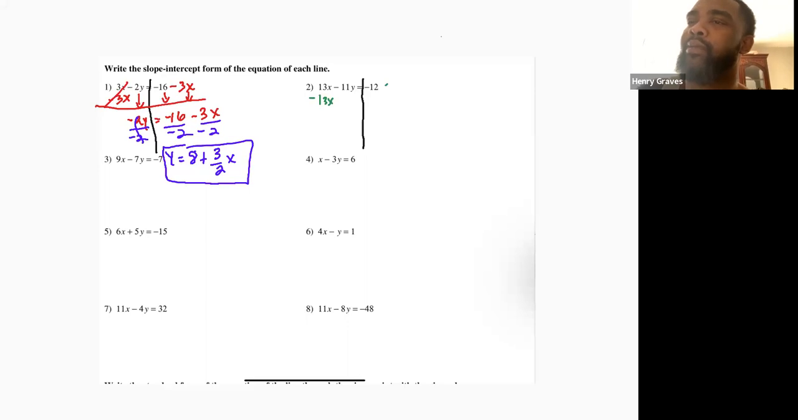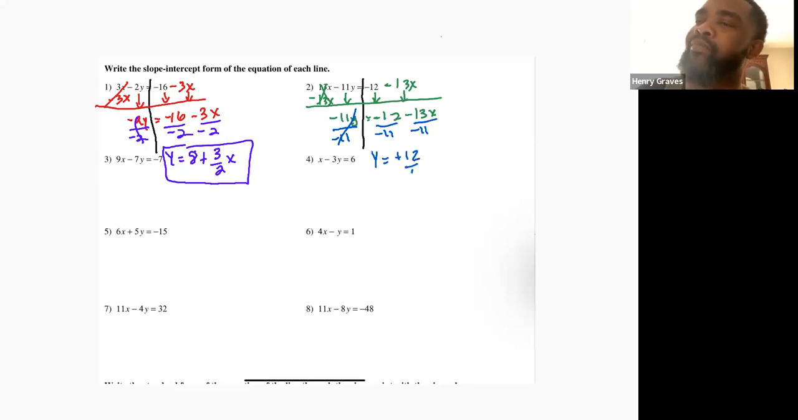Bring everything down. I have negative 11y now equals negative 12 minus 13x. Then my second step, I'm going to go ahead and divide everything by negative 11. Remember, it's two steps. First step in green, second step in blue. This goes away. So now y is going to equal a positive 12 over 11 plus 13 over 11x. Again, two negatives make a positive. That's why I got that as my answer.